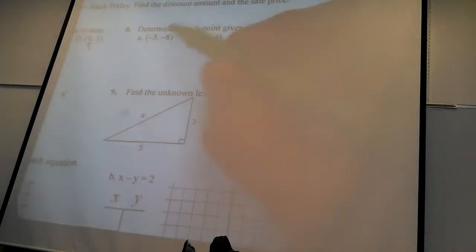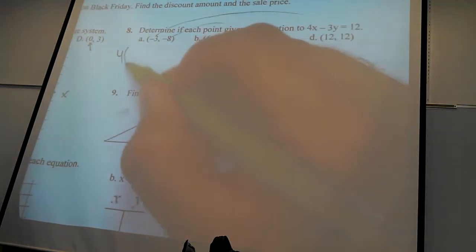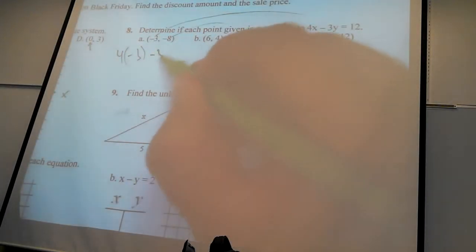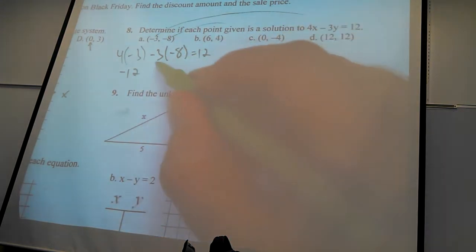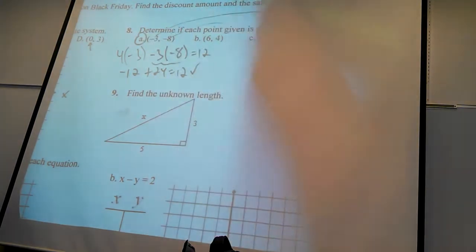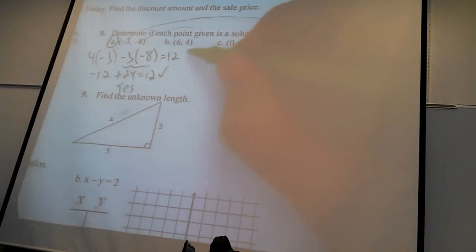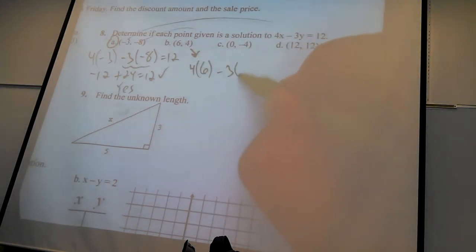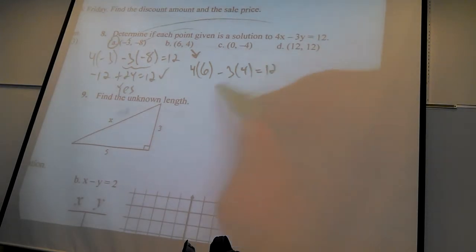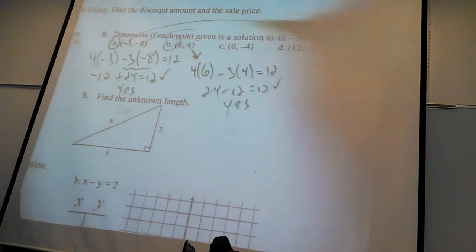It's a solution. So when you plug in negative 3 for x and negative 8 for y, 4 times negative 3 minus 3 times negative 8 equals 12. I get negative 12 plus 24 equals 12. Check. So A is yes. What about 6, 4? 4 times 6 minus 3 times 4? 24 minus 12. Yeah, 24 minus 12 is 12. Check. Yes, B is good.